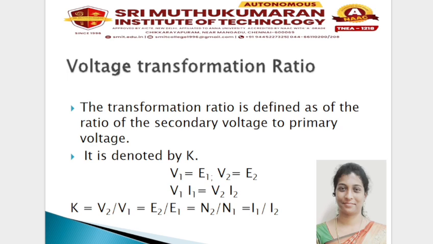In this, the voltage transformation ratio is denoted as K. The supply voltage V1 is equal to the induced EMF E1, and V2 is equal to the induced EMF E2. So V1 I1 is equal to V2 I2. The voltage transformation ratio K is equal to V2 divided by V1, equal to E2 divided by E1, equal to the number of turns in the secondary to the number of turns in the primary, equal to the ratio of the current in the primary to the current in the secondary.